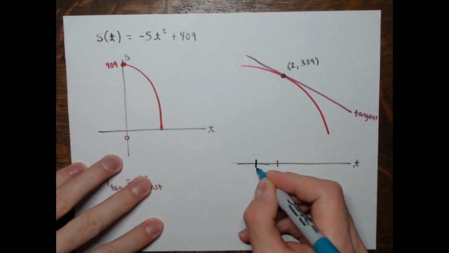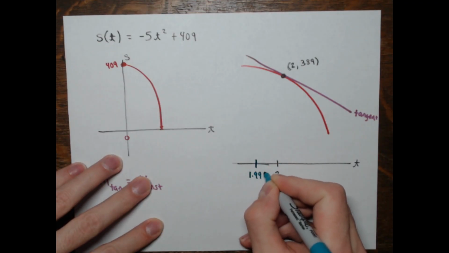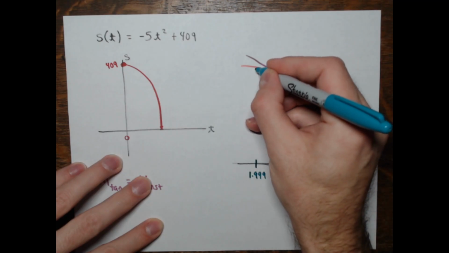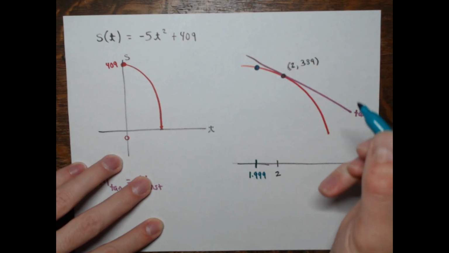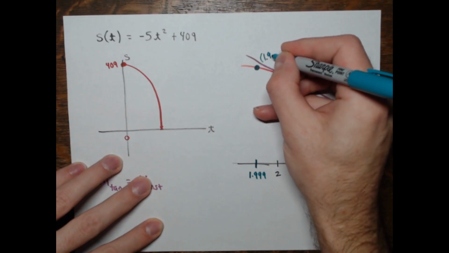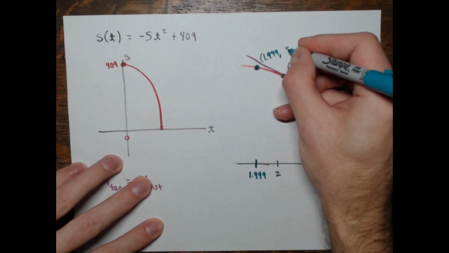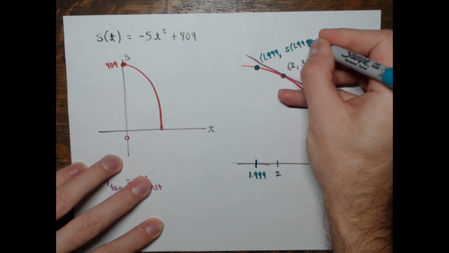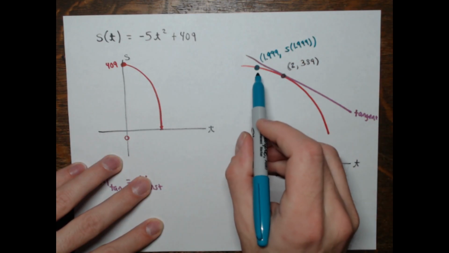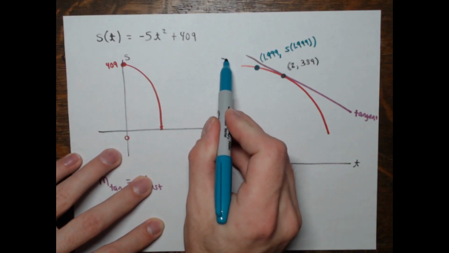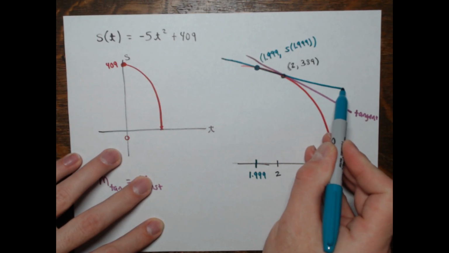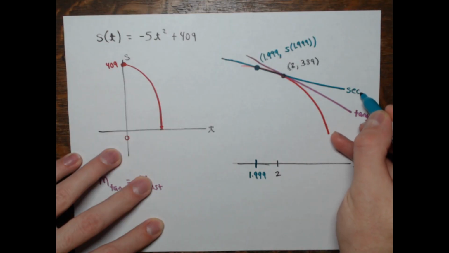So let's say 1.999 is here. That'd be to the left of 2. So I got a point there. So here's 1.999, and then s of 1.999, I'll just have the calculator do that for me. And then here's a secant line, going through the point 2, 389. There's one of the secant lines we'll be using.